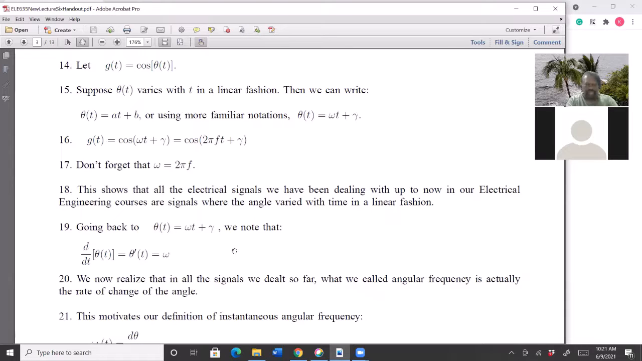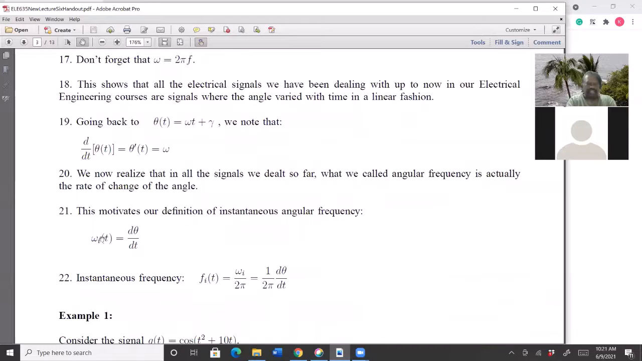So from this, we are motivated to define the instantaneous angular frequency as the rate of change of the angle. Just like velocity is the derivative of displacement, angular frequency is the derivative of the angle. And from this, it's very easy. Instantaneous angular frequency divided by 2 pi, because remember this relationship, omega is equal to 2 pi f, is nothing but 1 over 2 pi d theta over dt.